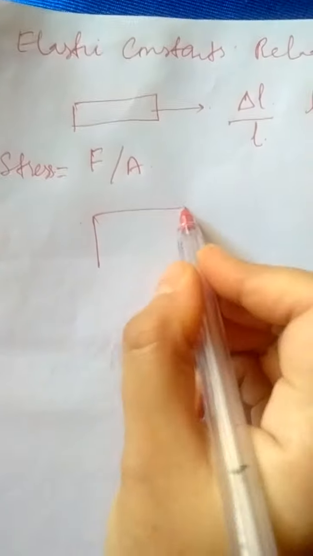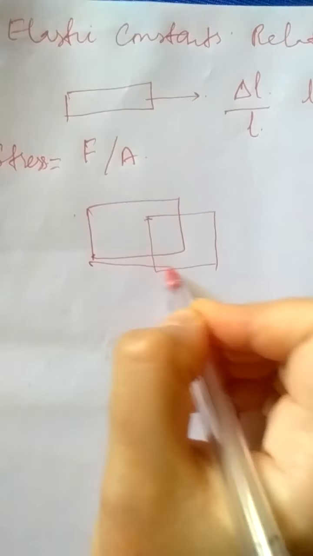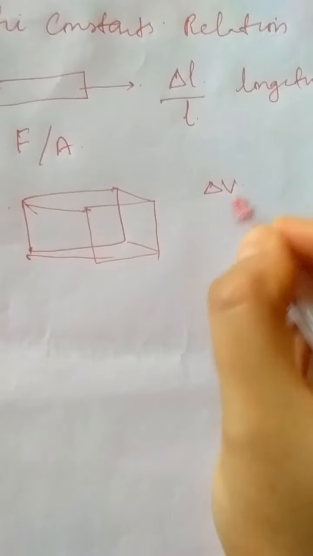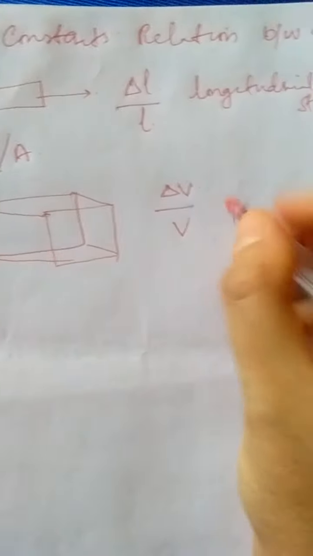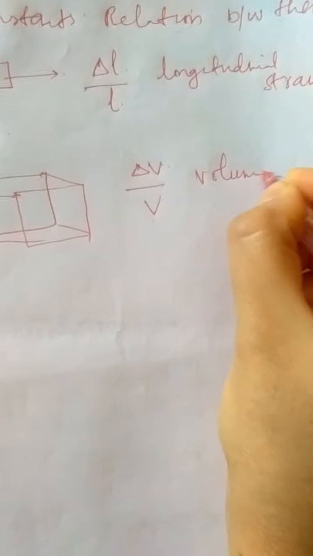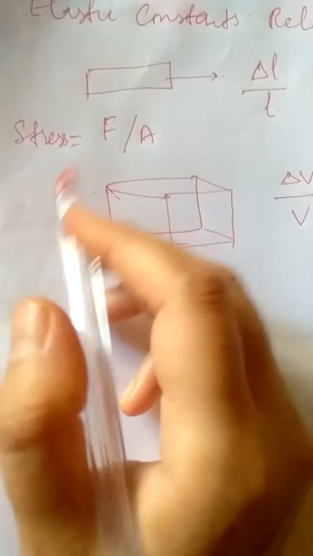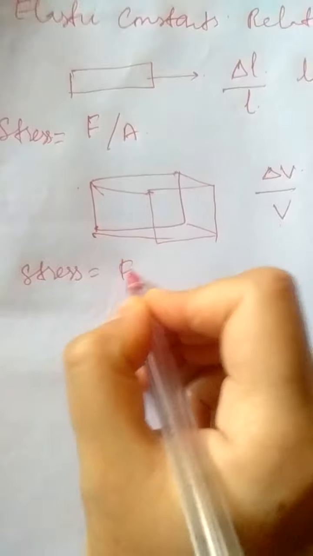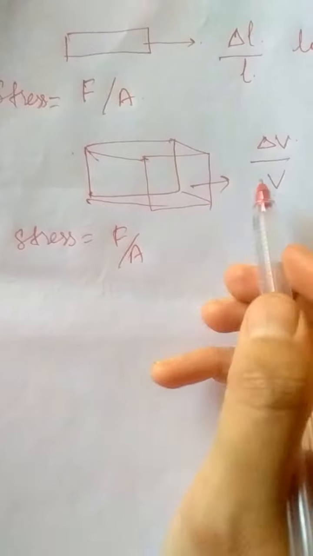Similarly, if the force is such that it changes the volume of the body, suppose delta V is the change in volume and V is the original volume, then the ratio of the two, that is delta V by V, is called volumetric strain. And again, the force that we have applied per unit area is called stress. That's force per unit area. We have applied force per unit area of the body from any of its faces, any of its sides, right?